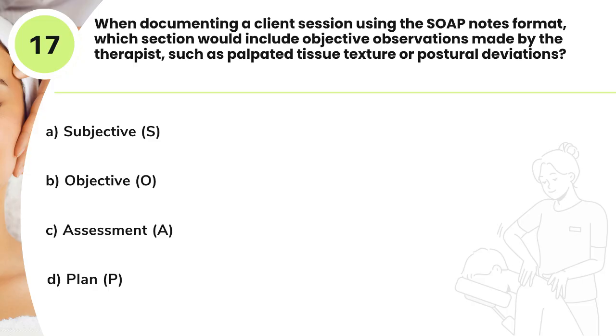Question 17. When documenting a client session using the SOAP notes format, which section would include objective observations made by the therapist, such as palpated tissue texture or postural deviations? A. Subjective, S. B. Objective, O. C. Assessment, A. D. Plan, P.